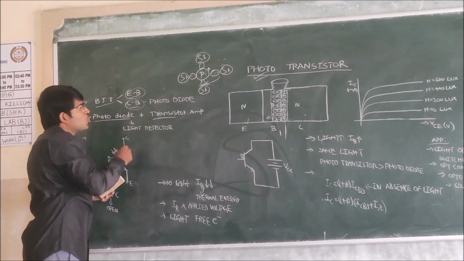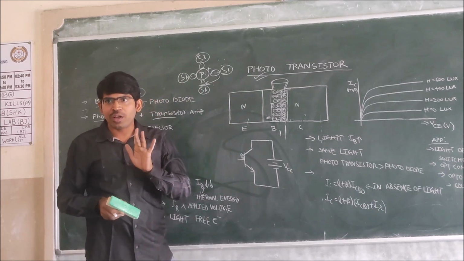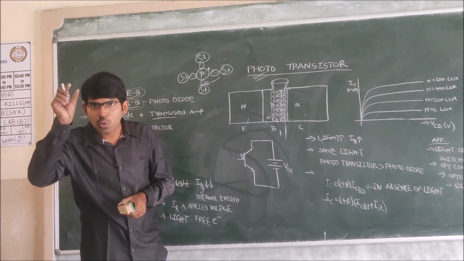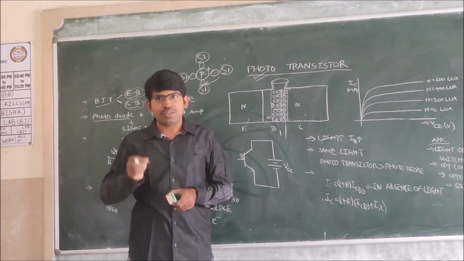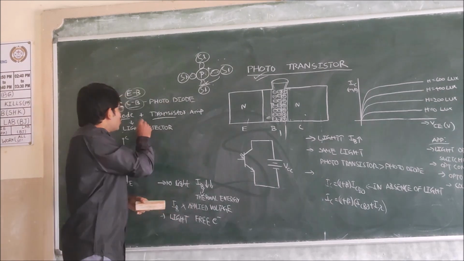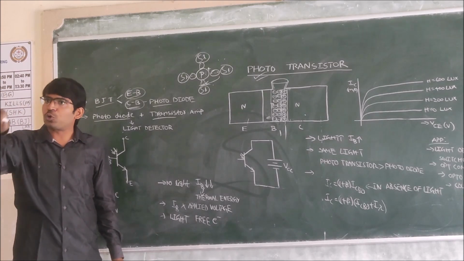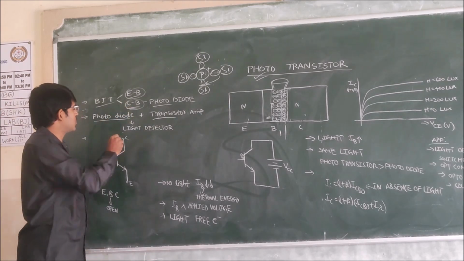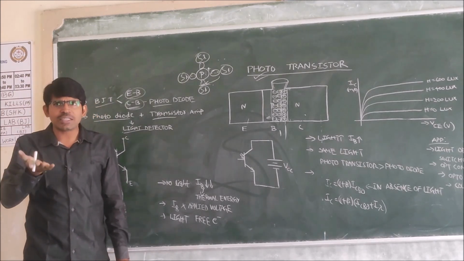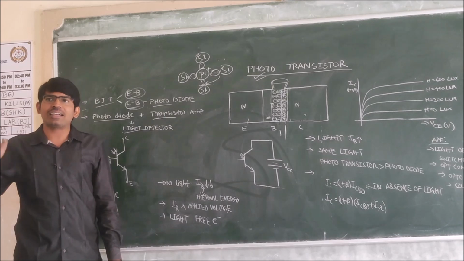In BJT we have two junctions. One is emitter base junction and the second one is collector base junction. We are not touching the emitter base junction. Our focus is only on the collector base junction. We want to use this collector base junction as a photodiode. So we are using this collector base junction like we have used in the photodiode. That depletion region we are using. This phototransistor we are calling a light detector. Photodiode is also a light detector because it is detecting the light and it is giving the output. It is taking the light energy and converting it into electrical energy.